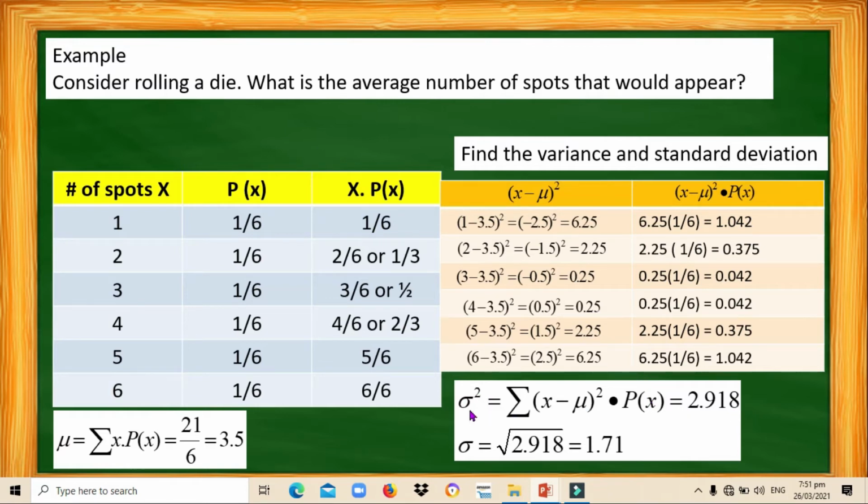So therefore, the formula of the variance is the summation of x minus the mean squared, times the probability of x, and our answer equals 2.918. Then take the square root of this result. The square root of the variance, sigma squared, gives sigma. So the square root of 2.918 is 1.71. So this is the variance, and this is also the standard deviation.